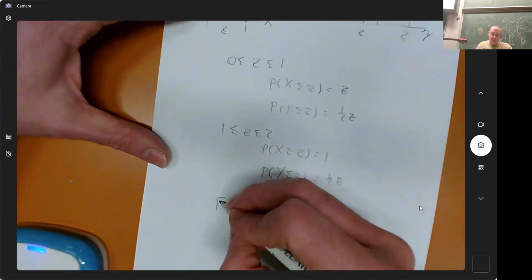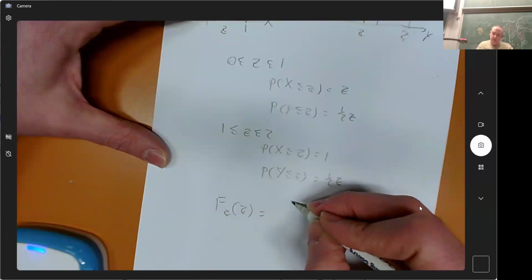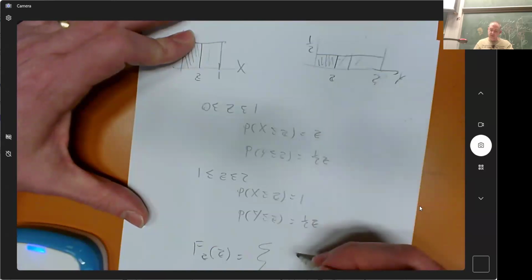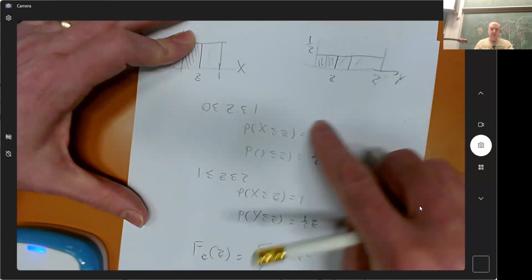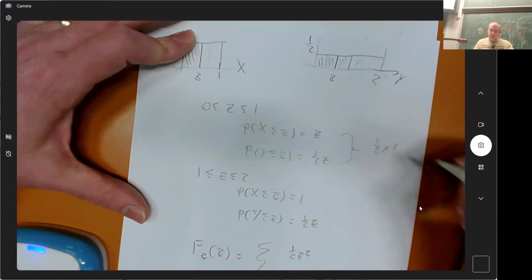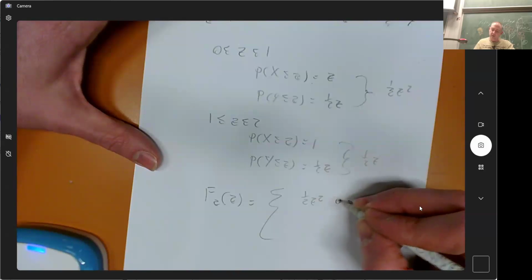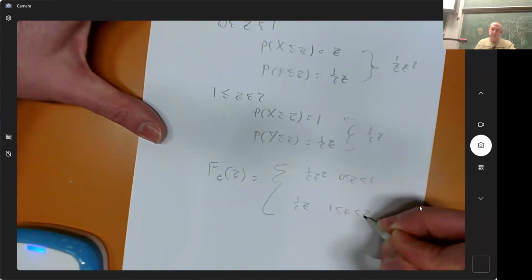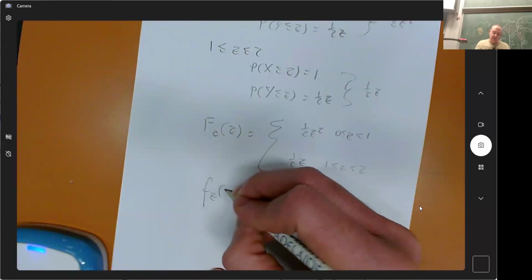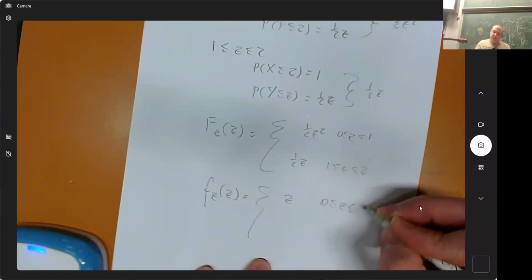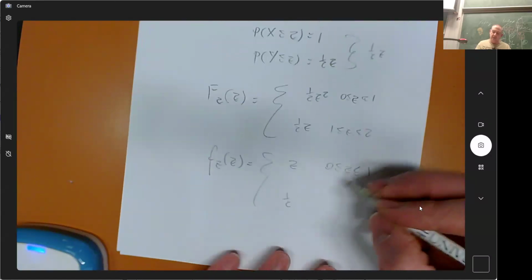And so we've got that F_Z of z is z times half of z, so half of z squared. And this one is just half of z. So this is when z is between 0 and 1. And this is when z is between 1 and 2. And so what that means is that little f_Z of z is z when z is between 0 and 1, because I differentiated that, and a half when z is between 1 and 2.